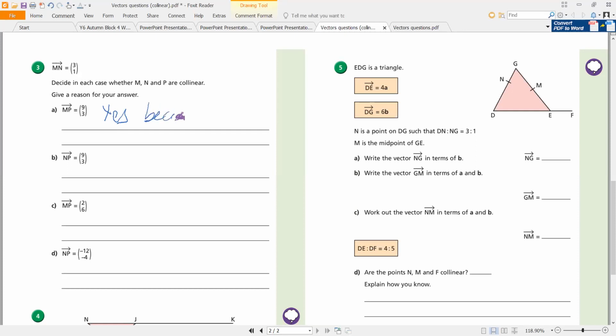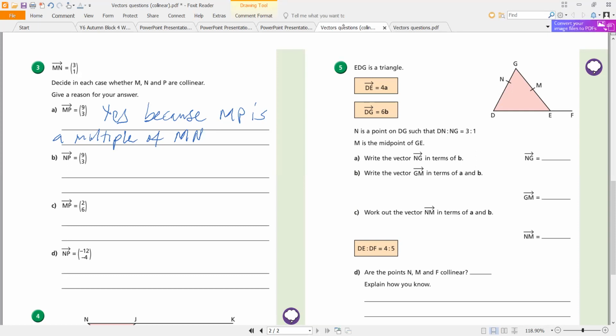Because MP is a multiple of MN. It's as simple as that. So I'll leave you to do the rest and comment on the section below. Let's look at another technique.